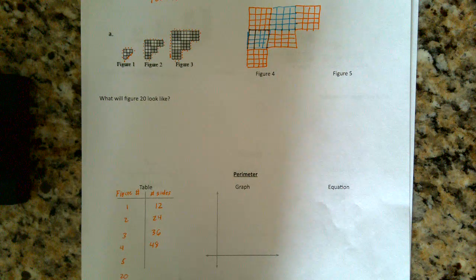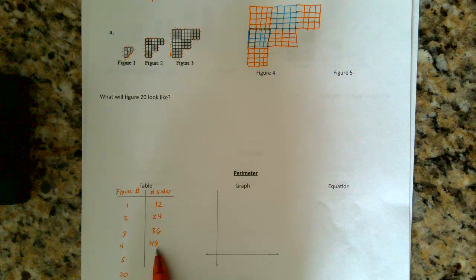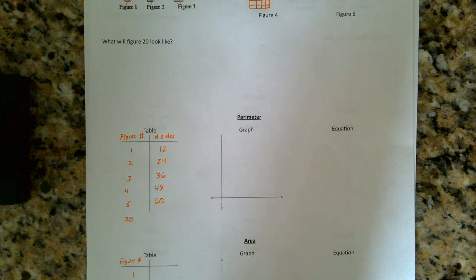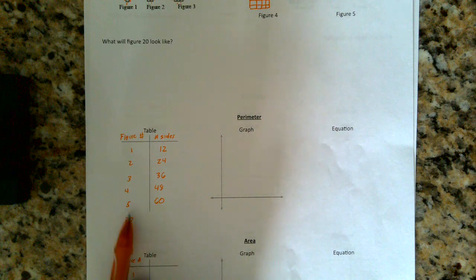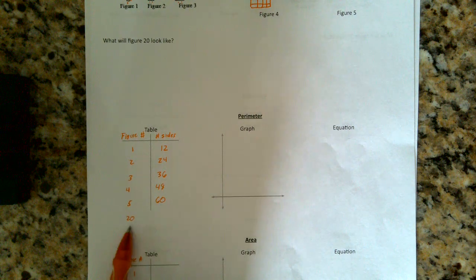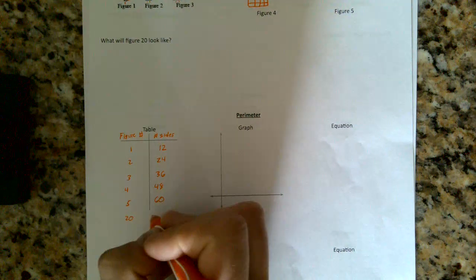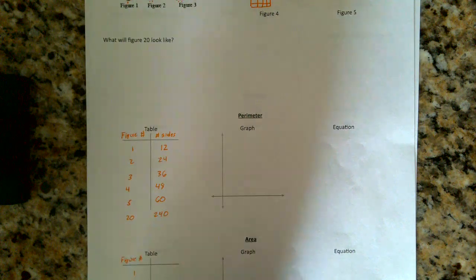So in this case, what you notice is that the perimeter, the number of sides, is going up by a factor of 12. Now, what I want you to notice is, what is this pattern that's going up? We went 48, then 60. If we keep the pattern going, 5 times 12 gives us 60, and 20 times 12 is going to give us the perimeter value of 240.